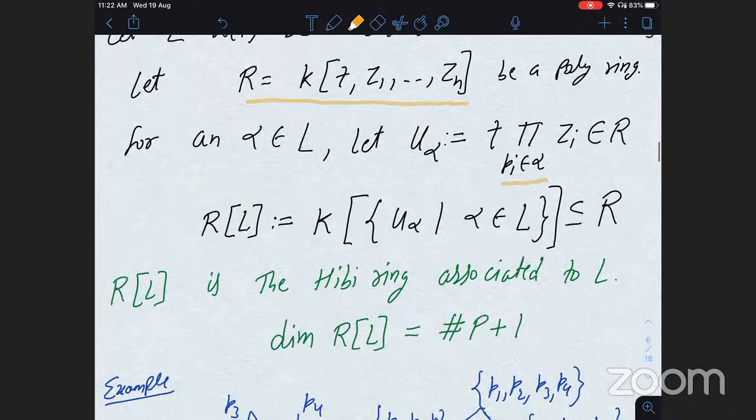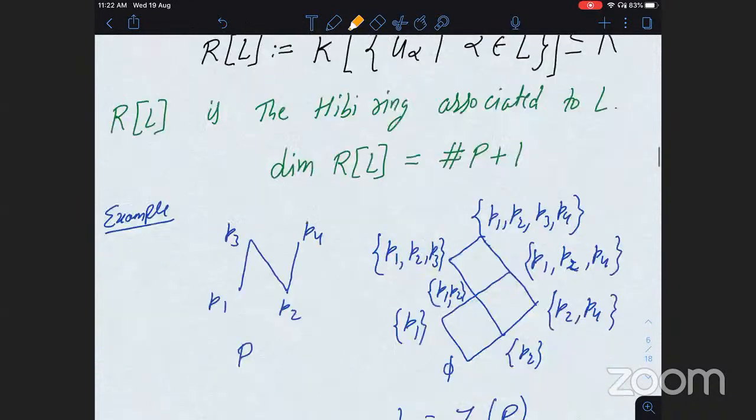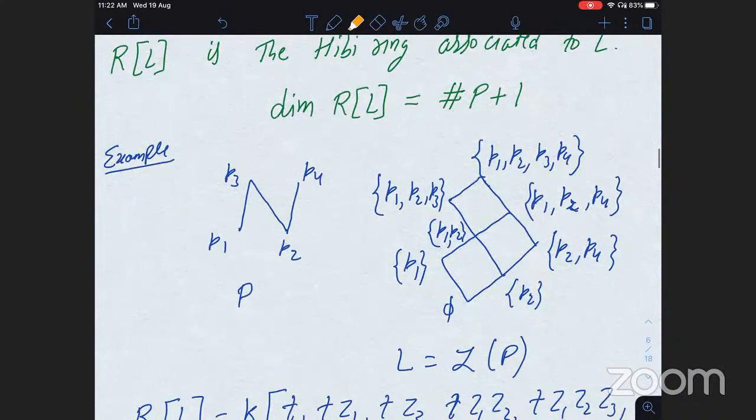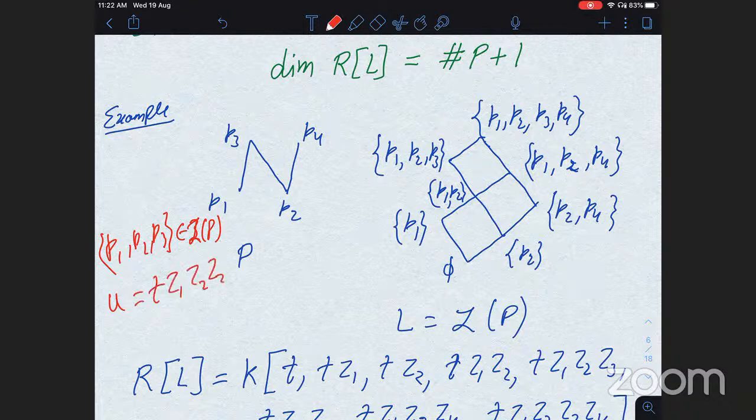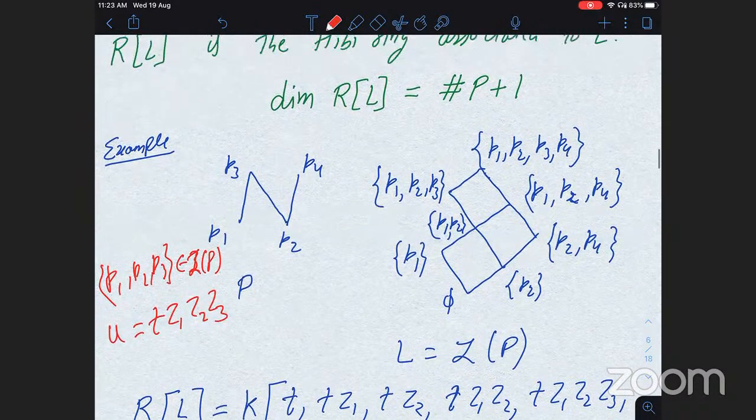For example, let's consider this. We have P equal to this poset, with elements p1, p2, and p3. Then {p1, p2, p3} belongs to I(P), right? The monomial corresponding to this will be t times z1, z2, z3. This is how we find the monomial corresponding to an order ideal.